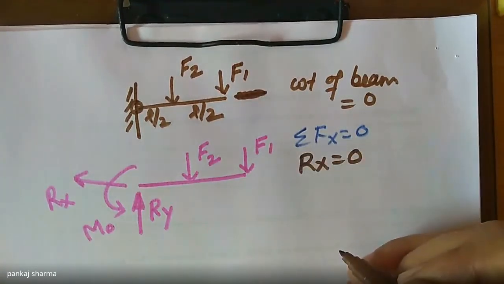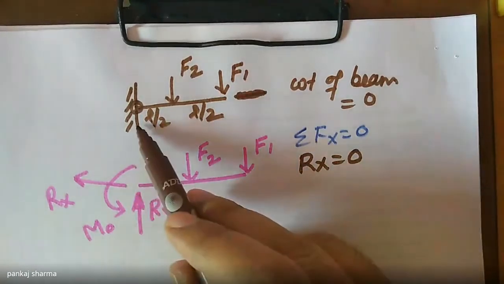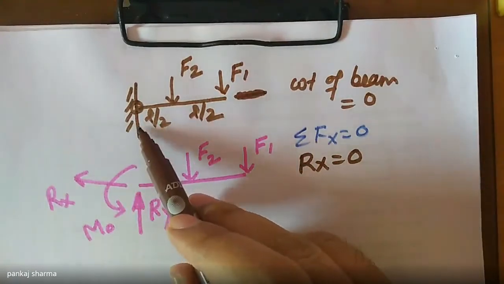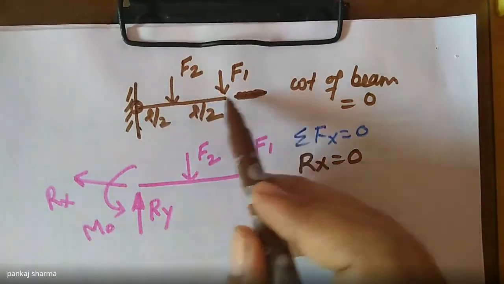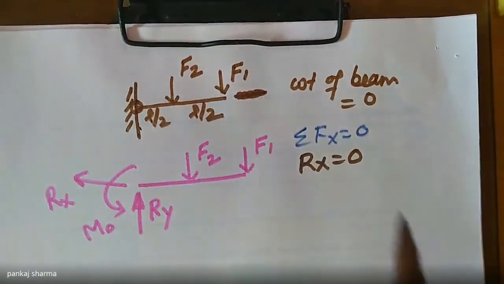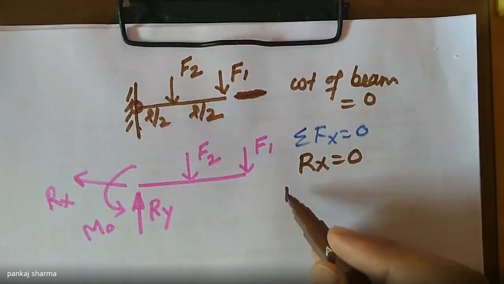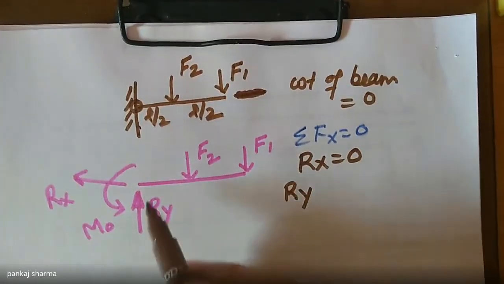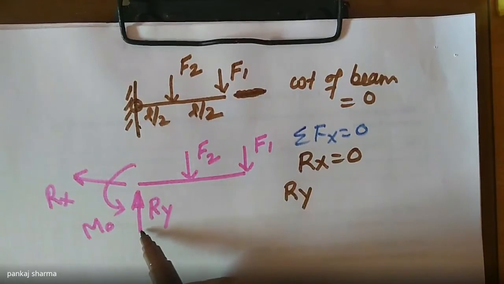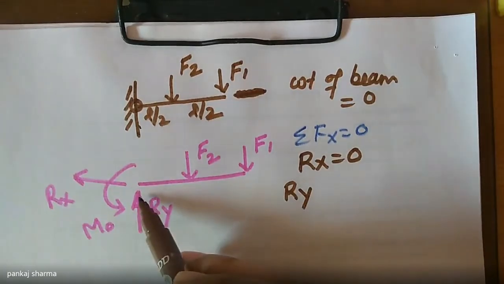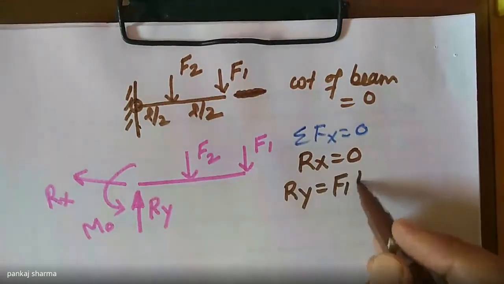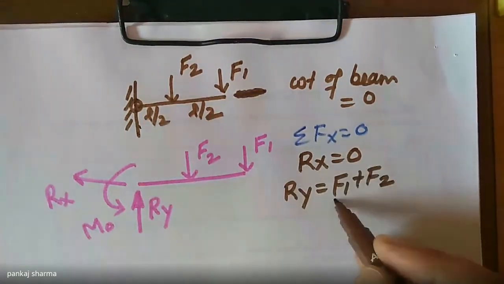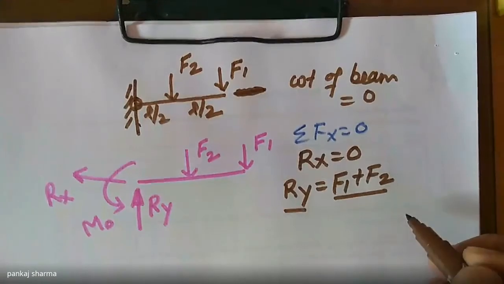No horizontal reaction is provided by this wall because no force acts along the x, horizontal direction. What about Ry? Sigma Fy is equal to 0. I am assuming Ry is upward and F1, F2 are downward. So we can say Ry equals F1 plus F2, one is downward, one is upward.